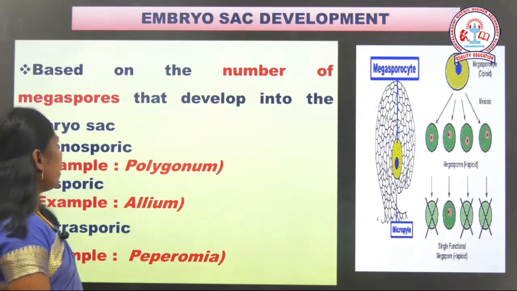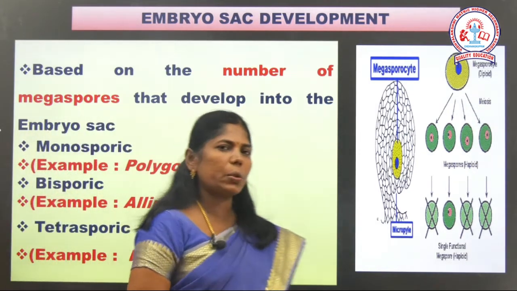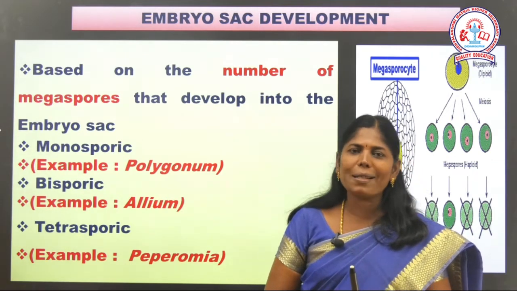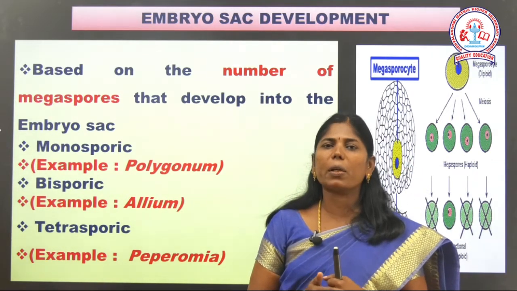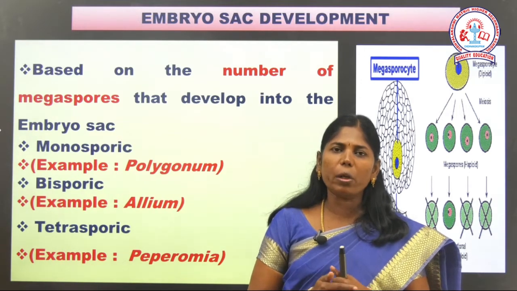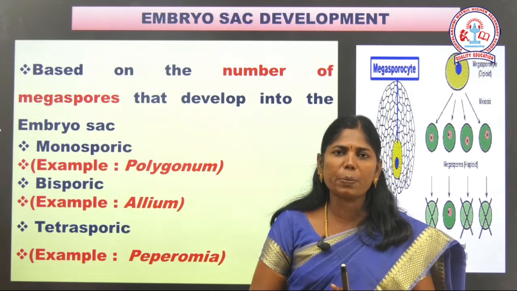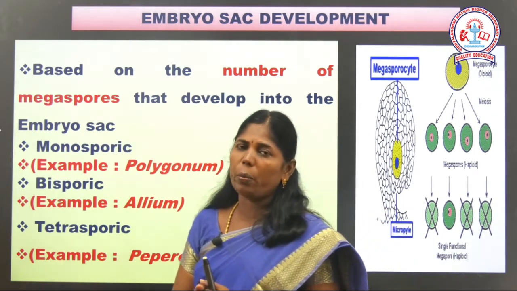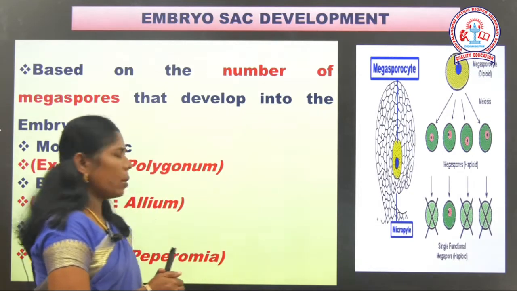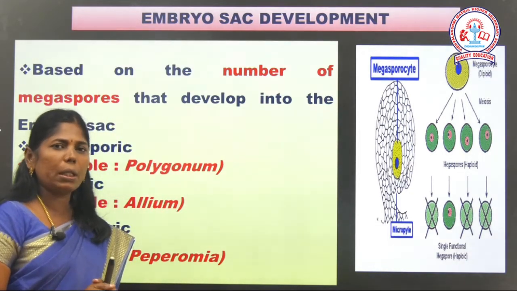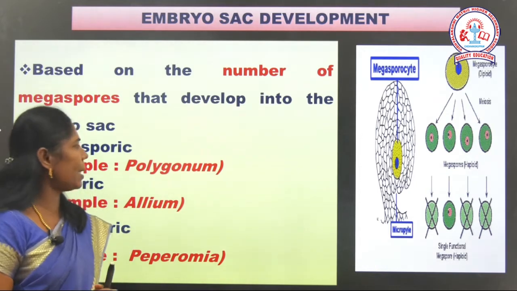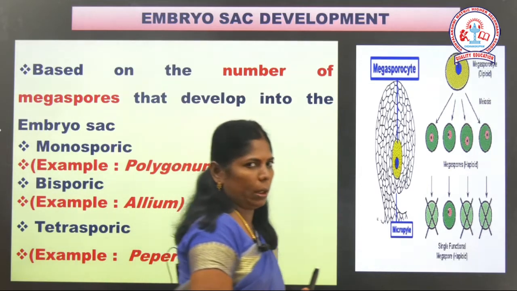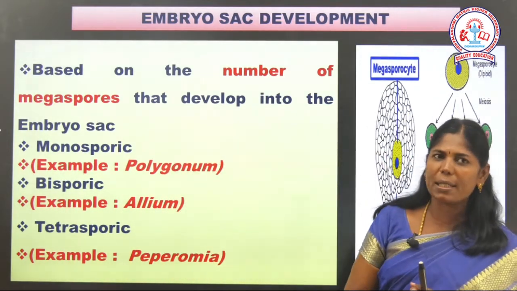Based on the number of megaspores that develop into the embryo sac. We know very well the megaspores develop into the embryo sac. As a result of megasporogenesis, 4 megaspores are formed. Among the 4 megaspores, any one megaspore develops into the embryo sac, which is known as monosporic condition. Mono means single, isn't it? So one megaspore develops into the embryo sac, the female gametophyte, known as monosporic. An example for monosporic development is Polygonum.